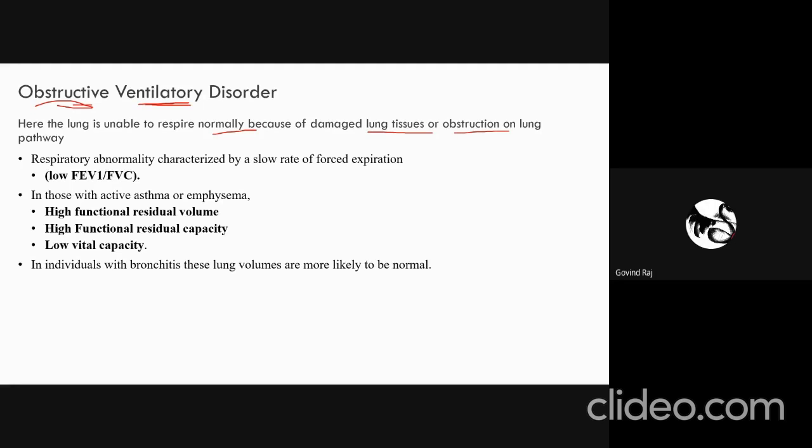So we have a low FEV1. We didn't talk about this in the previous class. FEV1 is the forced expiratory volume in 1 second. If we take 1 second, how much air one can expel forcefully, this is the forced expiratory volume. And now we have the FEV1 to FVC ratio.